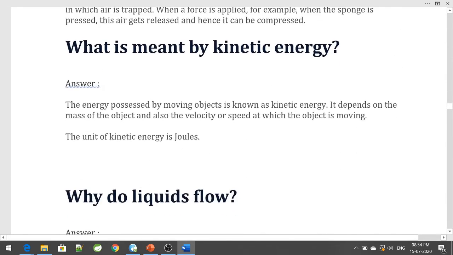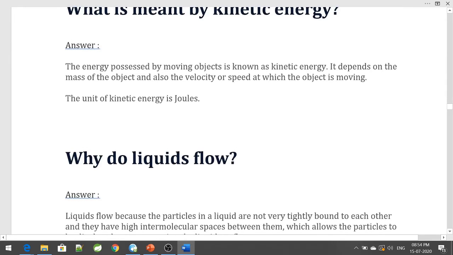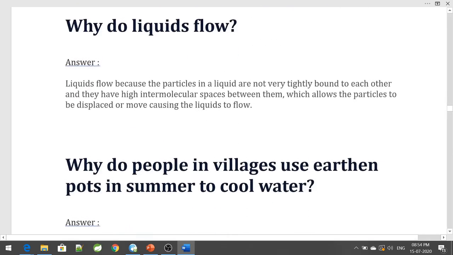Kinetic energy. This is not very new. This is there in the next lesson. We'll study it in the next lesson. Okay. Liquids flow.